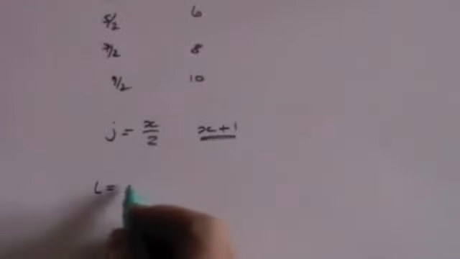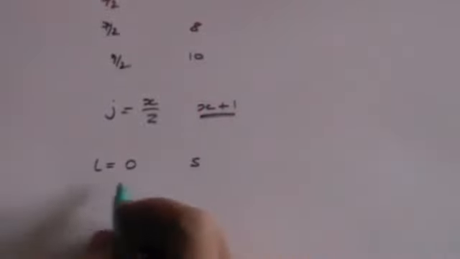Now, just like with electrons, the value of L determines the letter that is assigned to the orbital. So when L is 0, that is called an s orbital. When L is 1, that's a p orbital. When L is 2, that's a d orbital. When L is 3, that's an f orbital. And then after that, it just goes up in alphabetical order. L is 4 is a g orbital. L is 5, that's an h orbital.